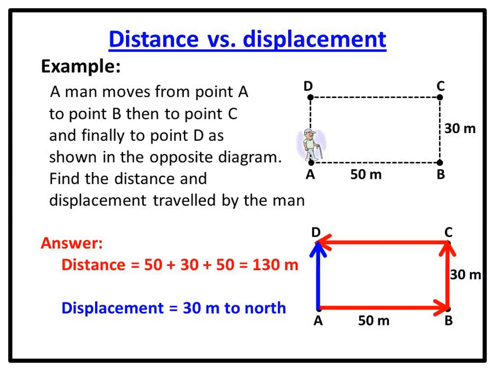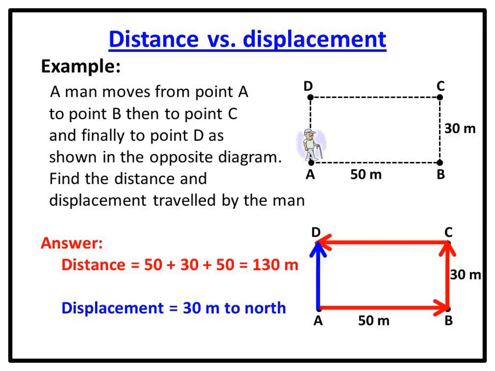What is displacement? See, what is displacement? From A to D, we have to find A to D. Distance is the whole distance. Displacement is the shortest distance. Do you understand clearly? Distance means A to B, B to C, C to D. The whole length you add is distance. The shortest distance between A and D alone is displacement.